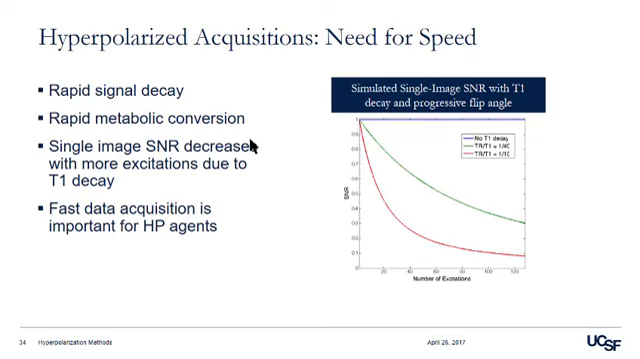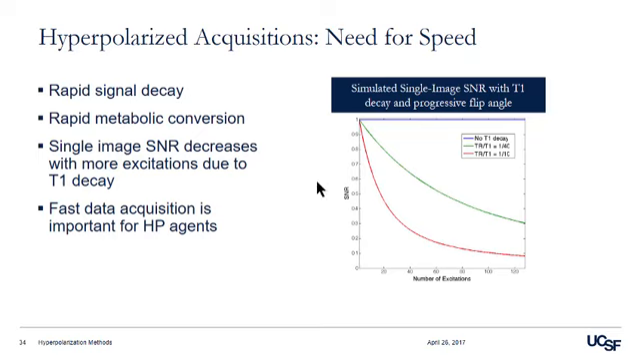Okay, so that's what I'm going to say about the RF side. Now I want to go into what we're going to do in the hyperpolarized acquisition space. And really, in my opinion, it's all about speed. The decay is fast. The metabolic conversion is also fast. It needs to be actually for this experiment to work during the T1 decay time.